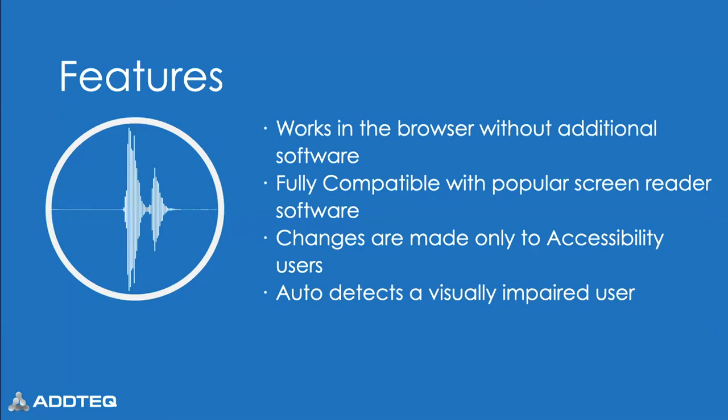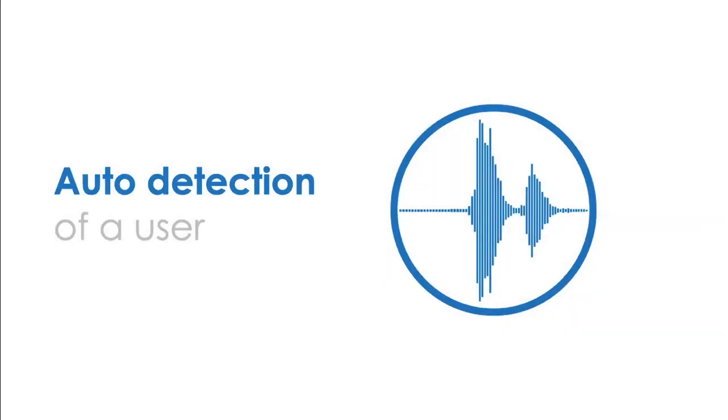Unstoppable is designed to work in the browser. It's fully compatible with all of the popular screen readers that I just mentioned. And a huge advantage of the tool is the auto detection of a user. So let me talk a little bit more about that last point. Auto detection of a user is particularly important. Unstoppable automatically recognizes a visually impaired user and prompts them to enable Unstoppable. And this allows the user to be fully independent while navigating their tools without the need to ask a colleague to initiate or to turn on the program.